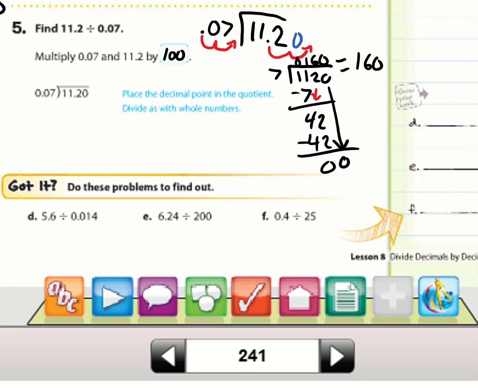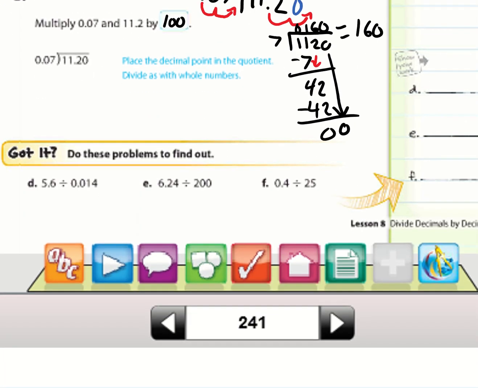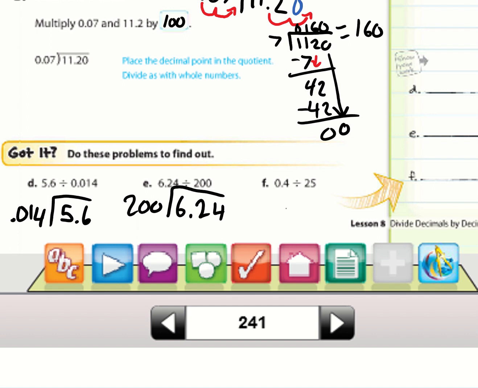So go ahead and try D, E, and F. Just remember, make sure we write down the problems correctly. Always write just like this. And then we have 4/10 is the dividend, and then 25 is our divisor. So go ahead and try those problems.